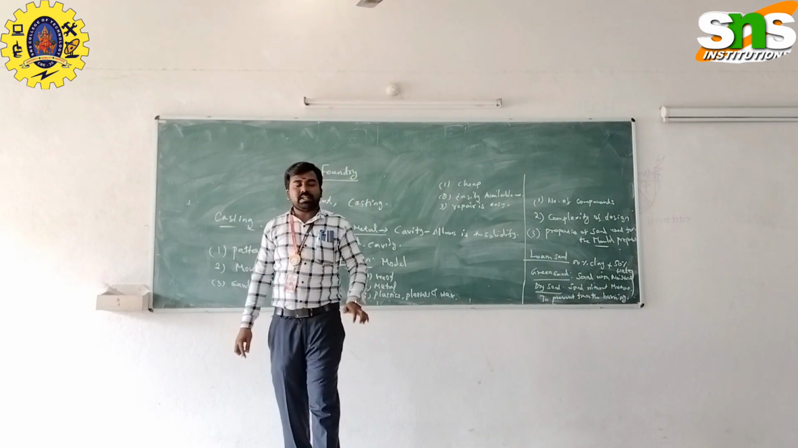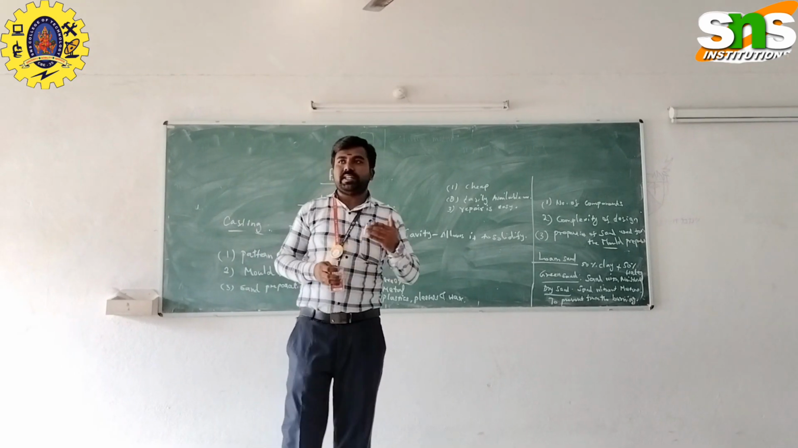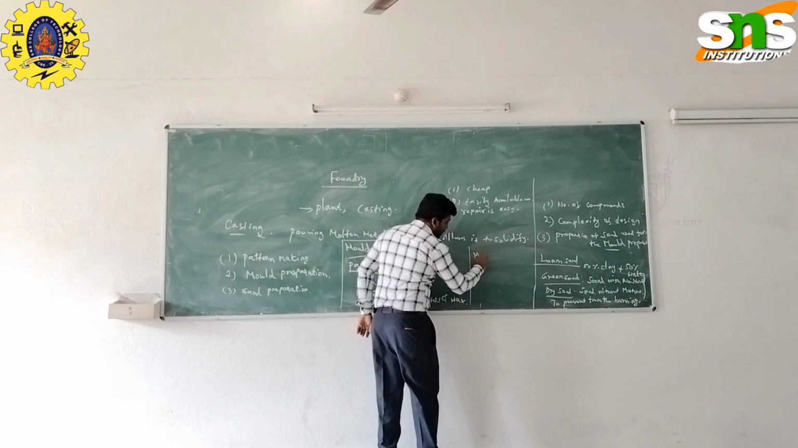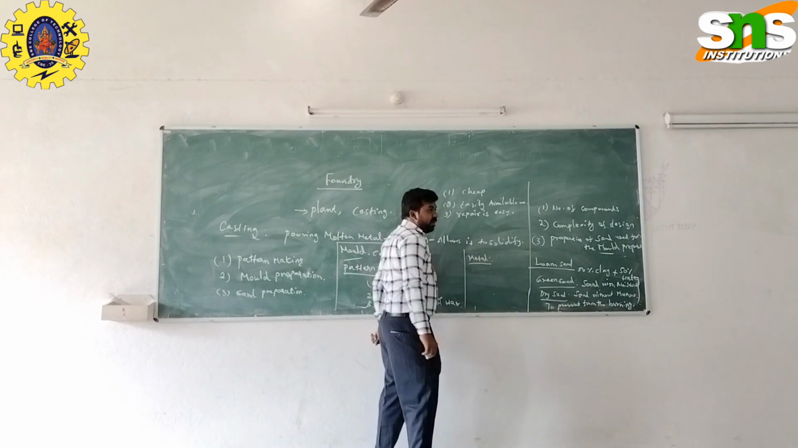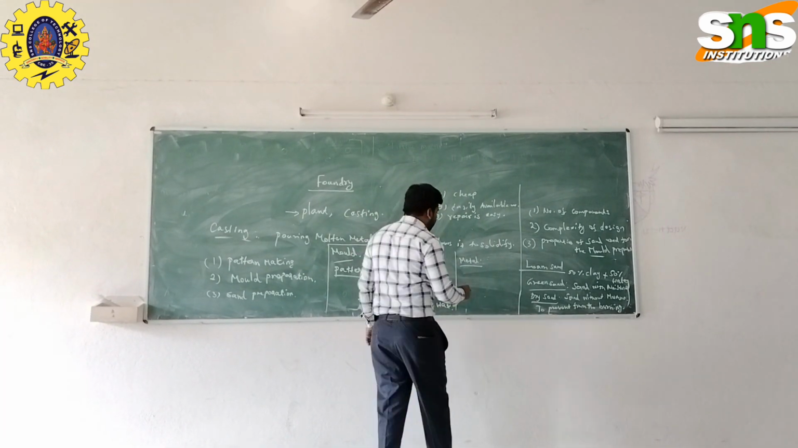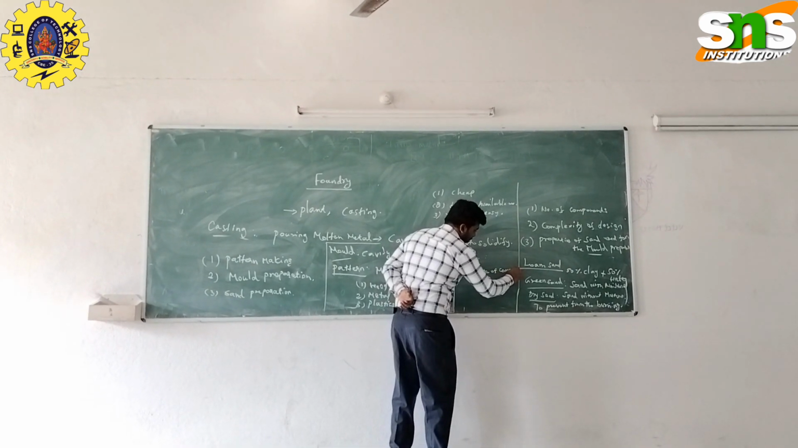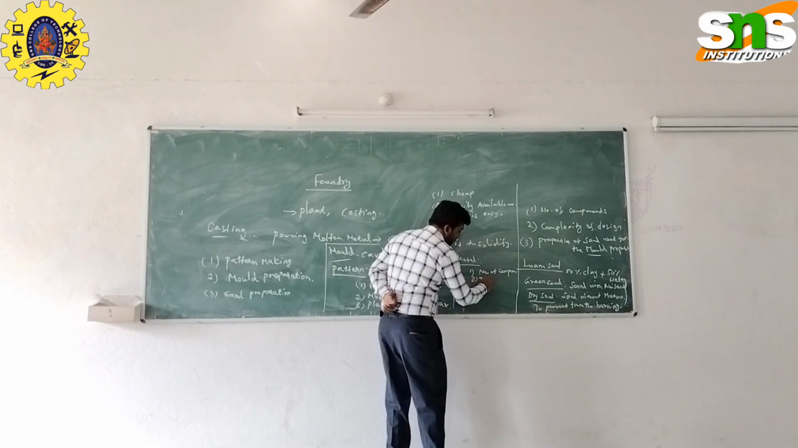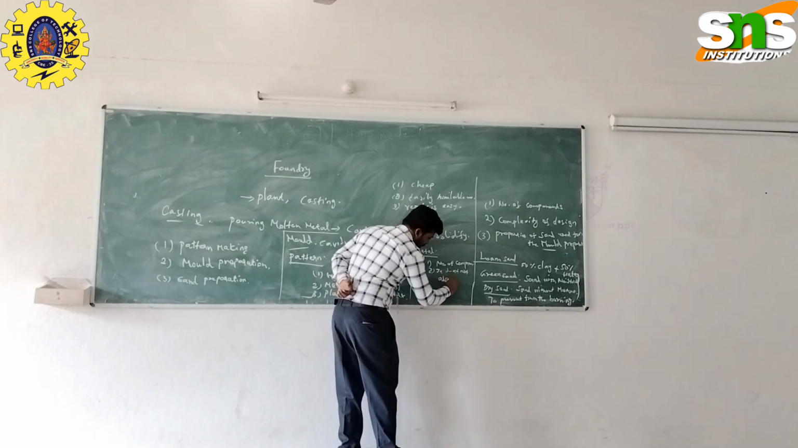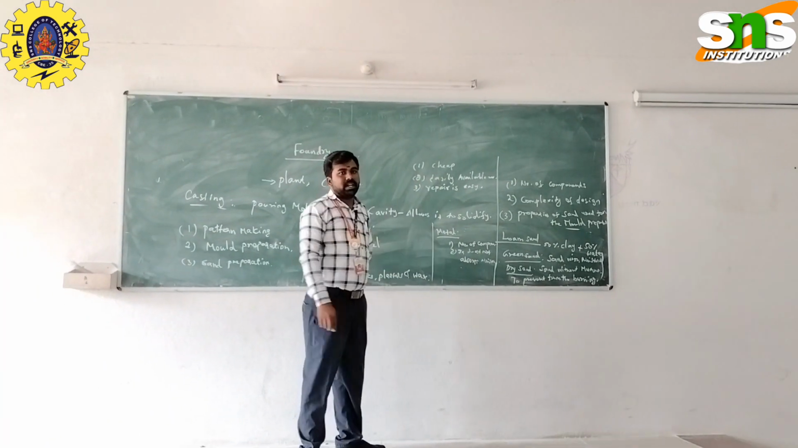But it also has some disadvantages, like it absorbs moisture content so that wear and tear occurs. Similarly, metal has some advantages. The metal pattern is used for producing a large number of casting components. It does not absorb moisture, so there is no wear and tear effect.